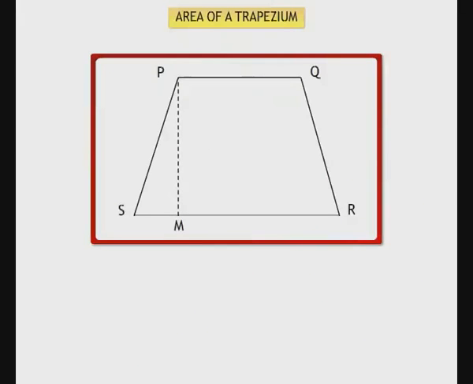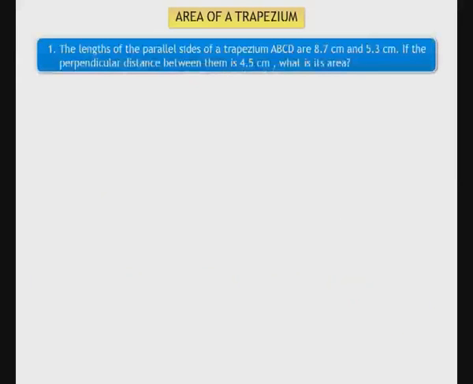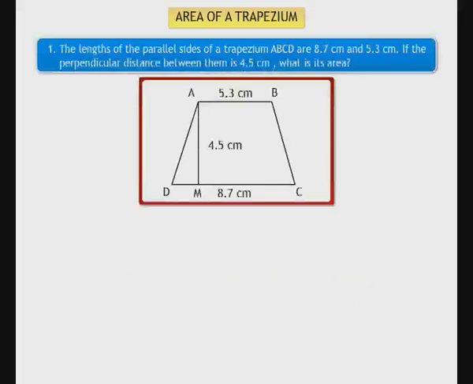Now we shall learn how to find the sum of the parallel sides when the area of a trapezium is given and the height is given. 2. The area of a trapezium is 262.5 square centimeter and the perpendicular distance between its parallel sides is 15 centimeter. What is the sum of its parallel sides? Given area is 262.5 square centimeter. AM, that is the height, is equal to 15 centimeter. AB plus CD is equal to question mark.